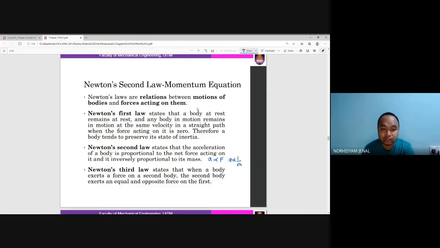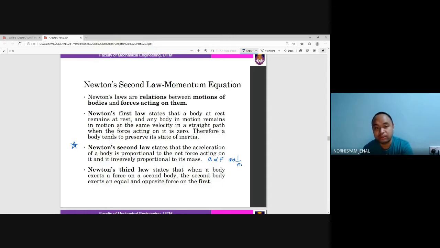Newton's third law states that when a body exerts a force on a second body, the second body exerts an equal and opposite force on the first. This is the idea behind hydrostatic force. For example, force acting on the surface of a tank or a wall, the wall will have the same amount of force acting back so that the wall will not buckle or break down. What we are going for is the second law.